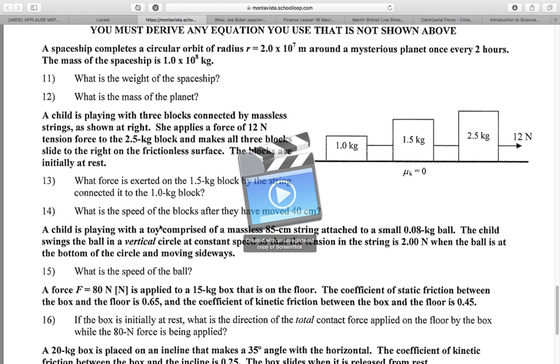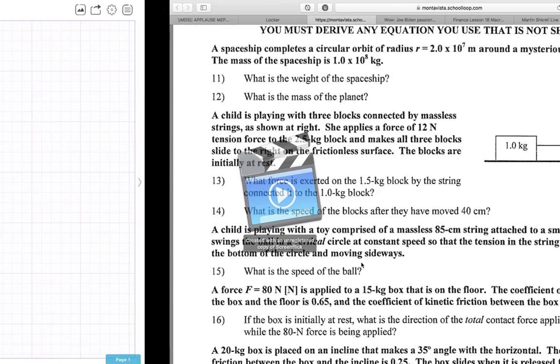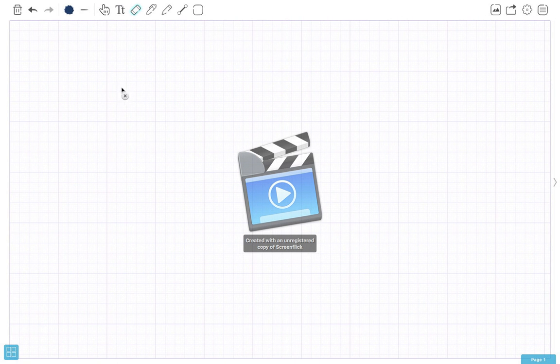Okay. If a child is playing with a toy comprised of a massless string, and he's spinning it in a vertical circle at a constant speed, important to know, the tension of the string is 2 when the ball is at the bottom of the circle and moving sideways. Right? Our age-old free body diagram. We've got a little ball. First we draw the thing. We have a little ball with a string like this, and that's not our free body diagram, that's the actual diagram. So let's draw a free body.